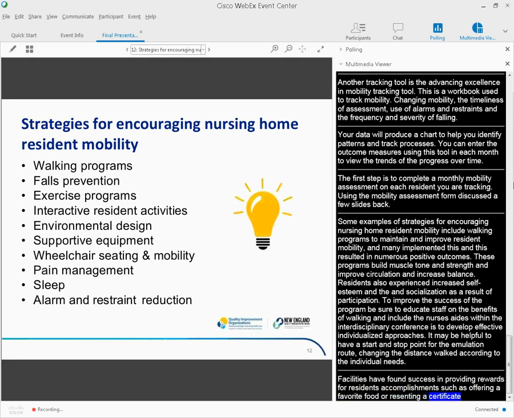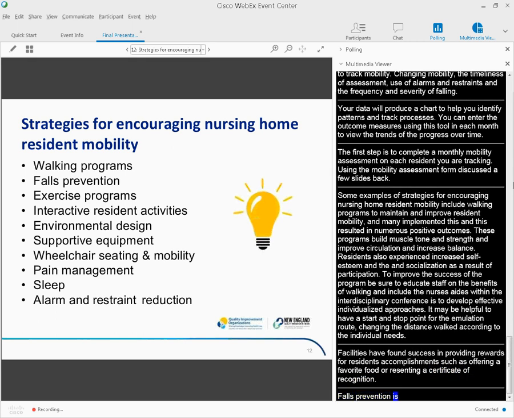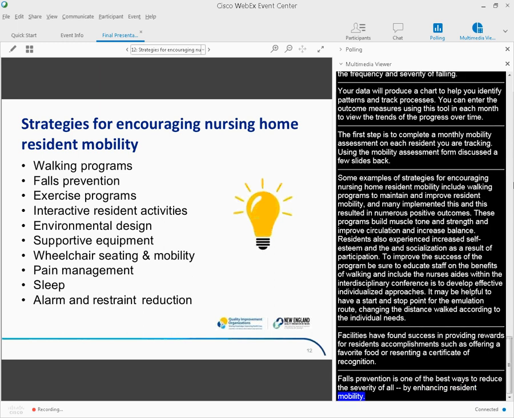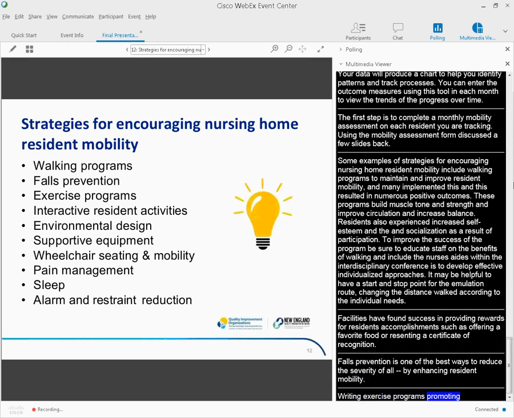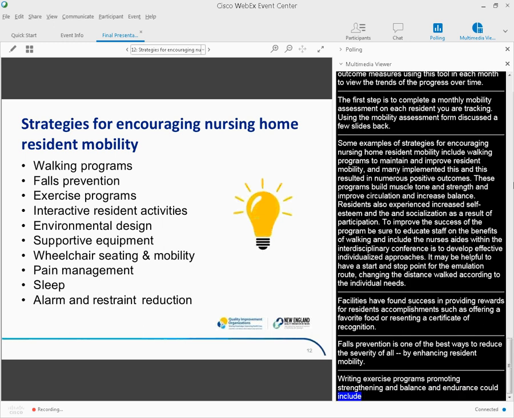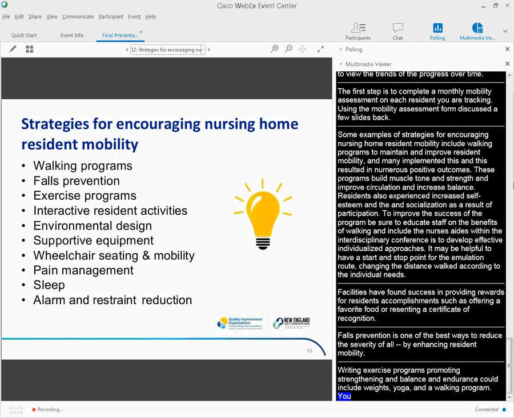Falls prevention is one of the best ways to reduce the seriousness of falls, is to really preserve and enhance resident mobility. Providing exercise programs that promote strengthening, balance, stability, and endurance. This could include lifting weights, yoga, and walking programs. You can also look for ways to add movement outside of the scheduled exercise sessions during activities, such as a group stretch prior to playing bingo.